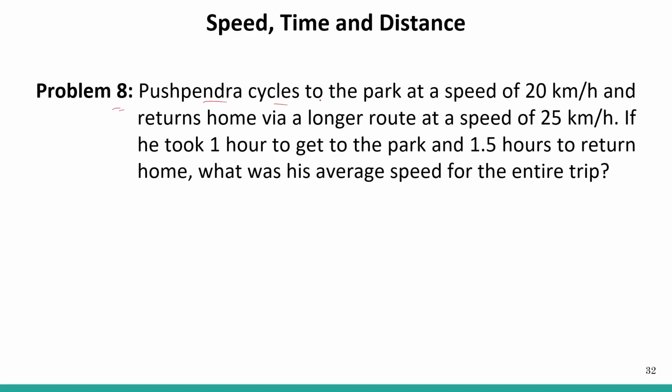So Pushpendra cycles to the park at a speed of 20 km per hour. He returns home by a longer route at a speed of 25 km per hour. In this case, the distance is not the same since he returned by a longer route. If it took 1 hour to get to the park and 1.5 hours to return home, what was his average speed for the entire trip?